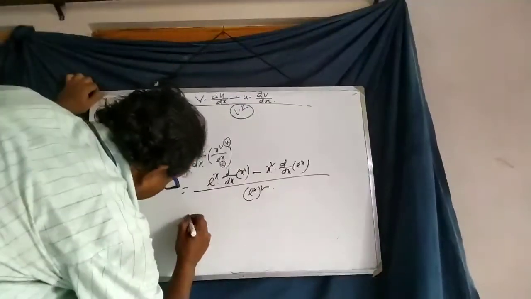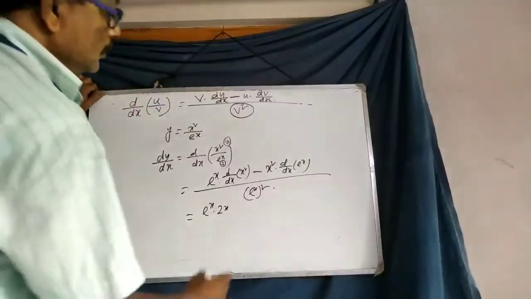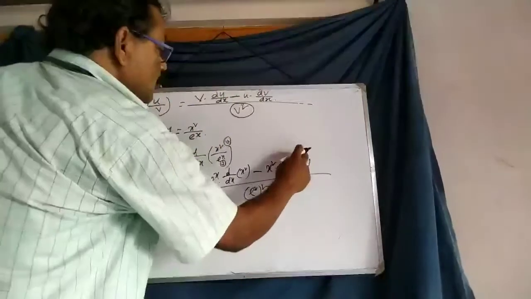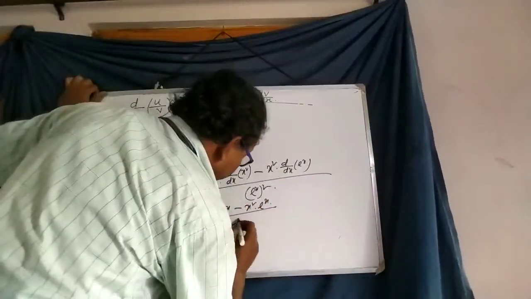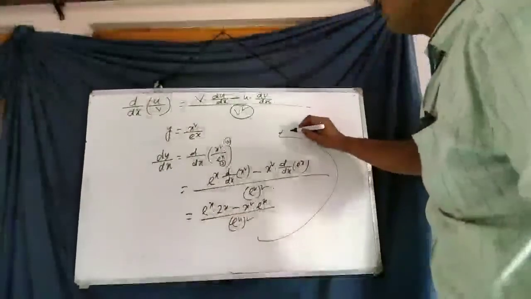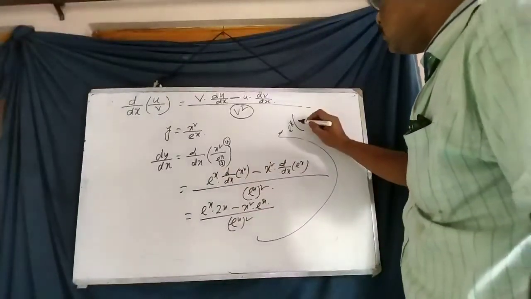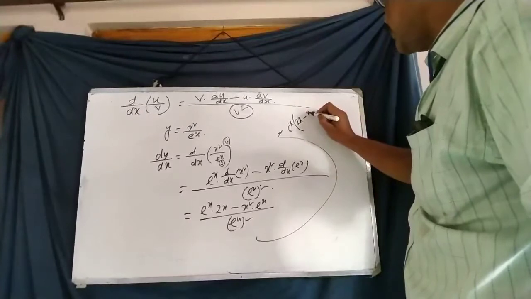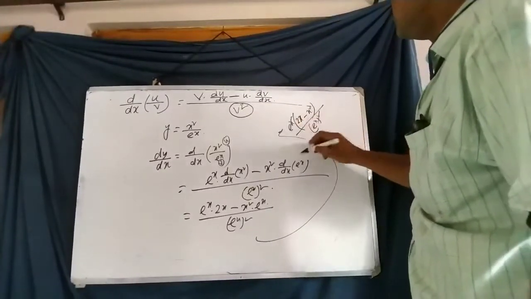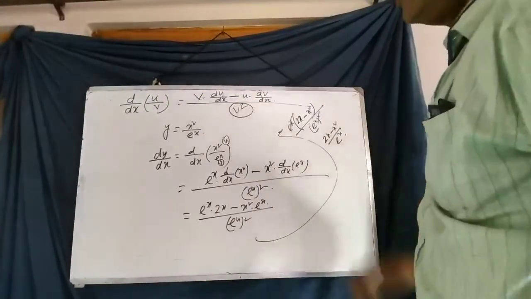Therefore, the result is e to the power x into 2x minus x square into e to the power x, because d/dx of e to the power x is e to the power x, over e to the power x whole square. So the ultimate answer: e to the power x can be treated as a common term at numerator. So the rest of the term is 2x minus x square and the denominator is e to the power x whole square. Result is 2x minus x square by e to the power x.